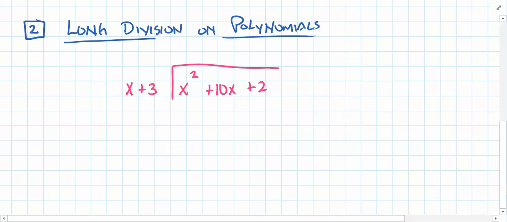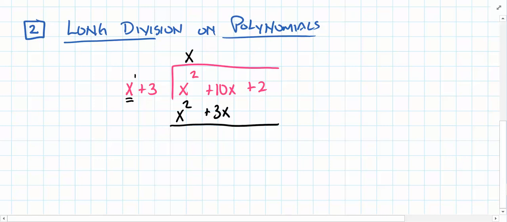So here's how this works, right? You look at the outside number here, and you have this polynomial. So our dividend is x squared plus 10x plus 2. Our divisor is x plus 3. So we look at the biggest exponent here is 1, right? And the biggest exponent here is 2. So we ask ourselves, how many times does x go into x squared? Of course, the answer is x. The reason is because x times x gives you x squared. All right? And then we multiply x times 3, and we get a positive 3x.